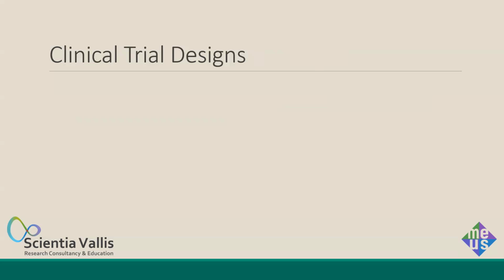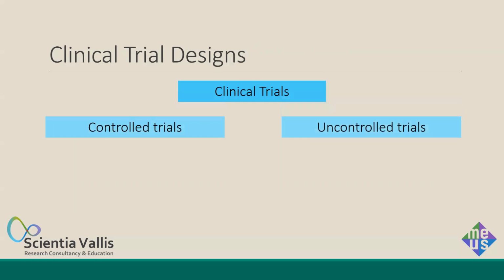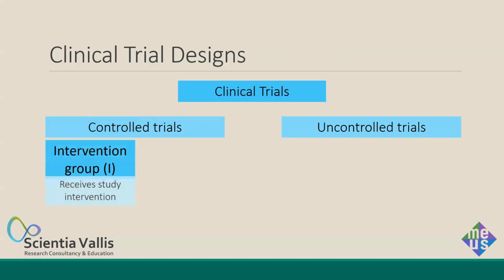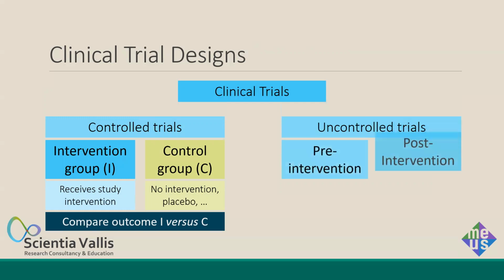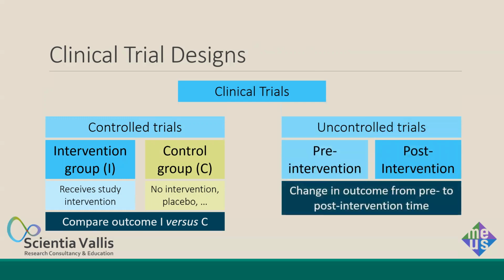Now let's focus on clinical trials. Roughly speaking, there are two main designs for trials: controlled and uncontrolled trials. In controlled trial design, we compare an outcome between a group of subjects who will receive the tested intervention, the intervention group, with another group that will not receive the intervention, the control group. In uncontrolled trial design, we do not have any control group. Instead, we analyze the change in the outcome level from pre to post-intervention time in the same group of participants.